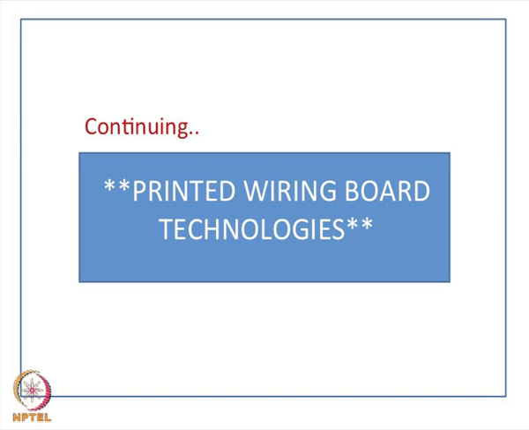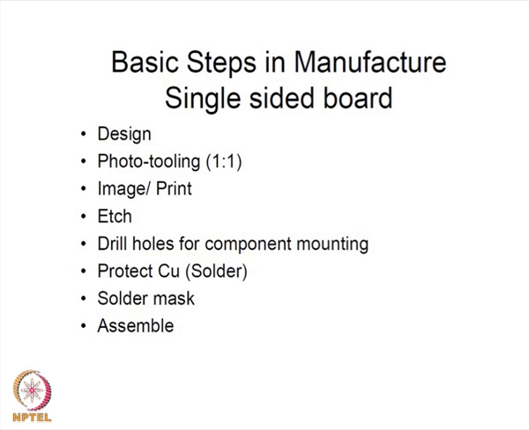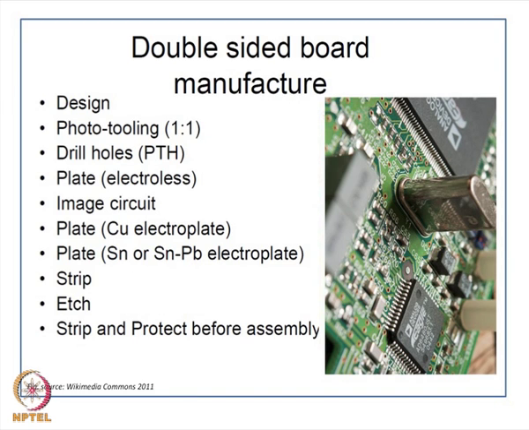So, we will continue with the printed wiring board technologies module. We have finished 4 hours in this particular chapter, and if you have observed, what I have basically done is taken you through the basic process steps of fabricating and understanding the technologies involved in the manufacture of a printed wiring board. It can be a simple single sided board, or a double sided plated through hole board, or a multi-layer board, or a high density interconnect structure.